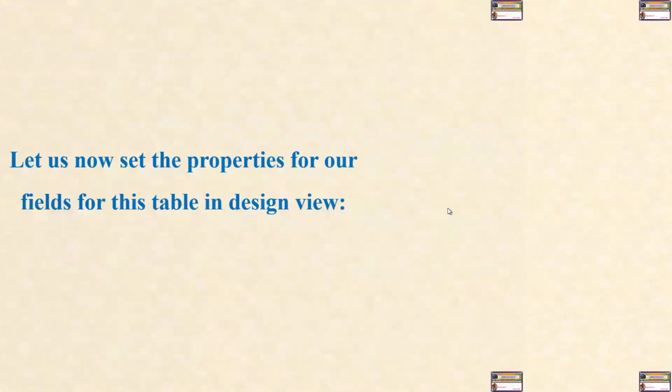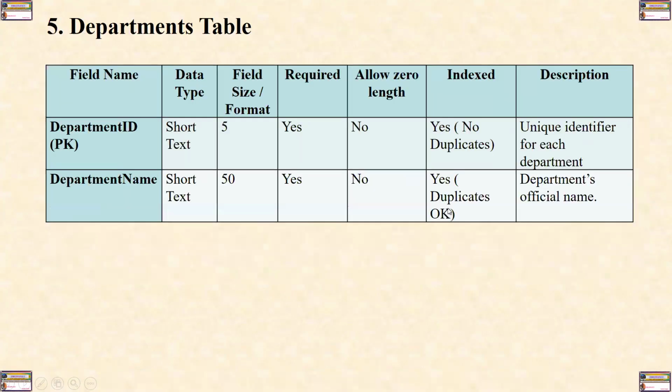Then we have also set the properties for the departments table. We have 2 fields. Under field size, we have restricted the department ID to 5 characters maximum. The department name is 50. Remember, I have said that the field size is determined by the length of the data that you are going to be storing in a certain field. So you don't just set it arbitrarily.